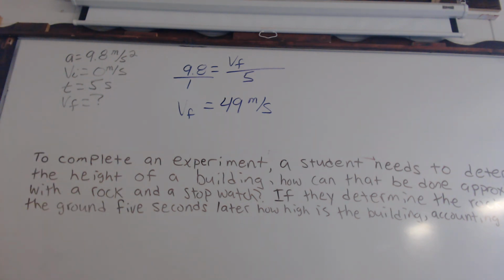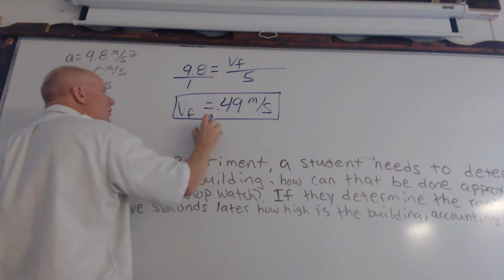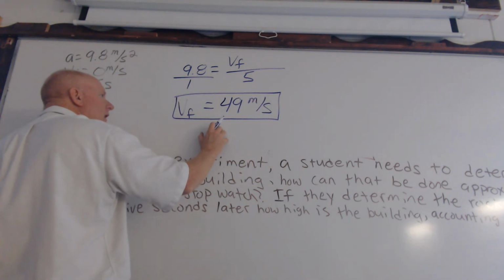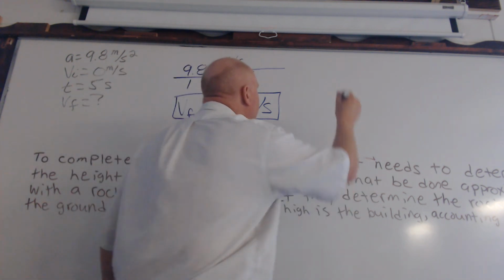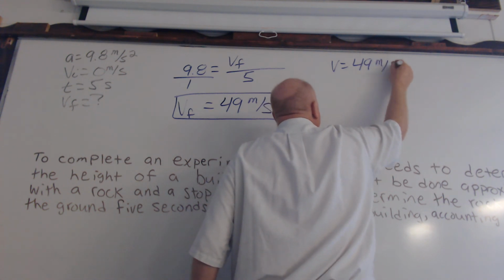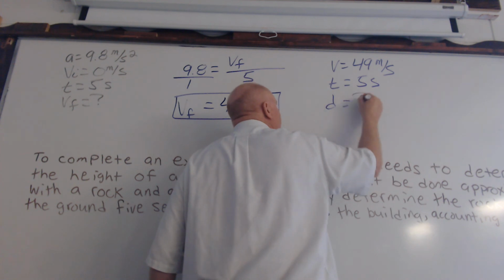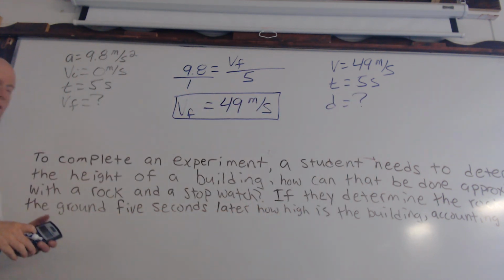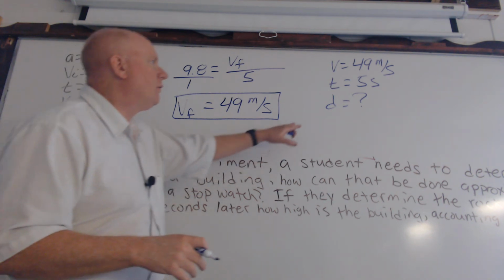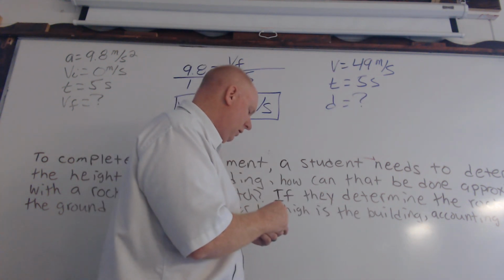All right, so in this case, what we want to do is take this part of the problem, and since we know that we've got a velocity and we know we've got a given time of 5 seconds, now we can solve for that distance. So 49 meters per second with 5 seconds, we can now solve whatever that distance, that height of that building, would be.